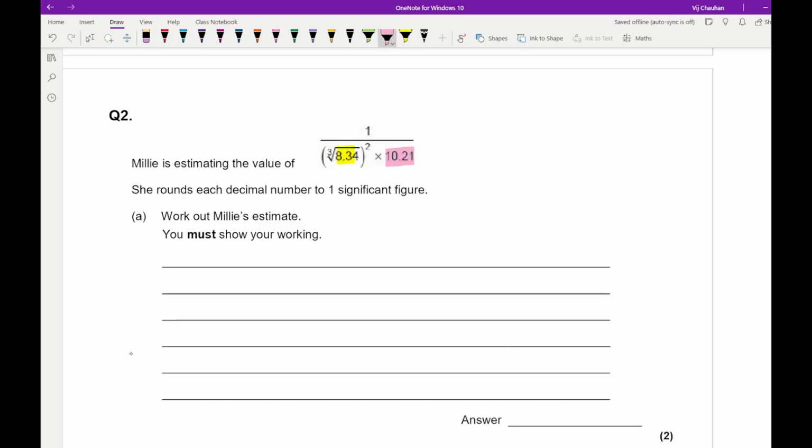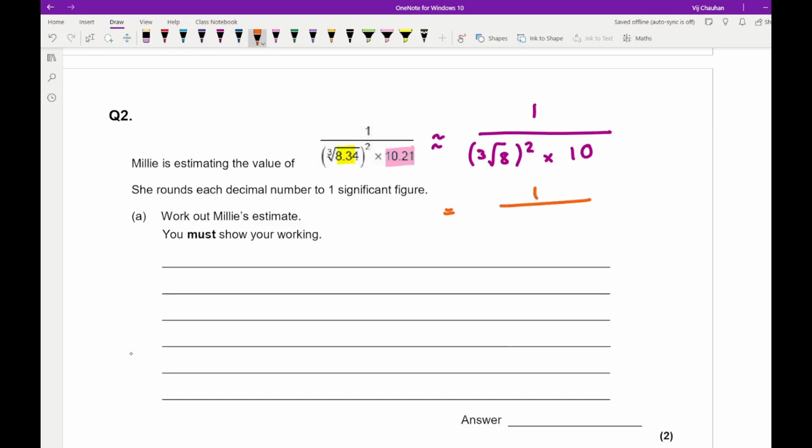So rewriting this, what is it going to look like? Well, it's going to look like 1, well actually let's not put an equal sign because we're going for approximations. So it's going to look like 1 over the cube root. Now, if we round 8.34 to one significant figure, that's going to be the cube root of 8. That's all being squared times, and the rounding of 10.21 to one significant figure is going to give us 10. Then from this, we can then work this out.